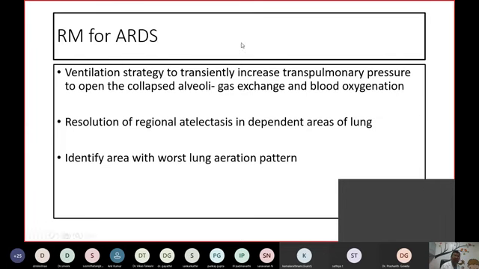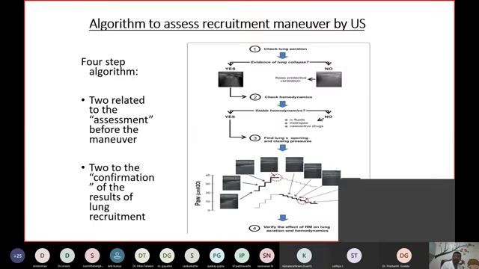For that, with ultrasound, you need to identify the areas of the worst lung aeration pattern. Whenever you have ARDS, you need to do a systematic ultrasound of all areas and find out the areas of the lungs where the aeration pattern is worst. What I mean is either a B-dash profile or a C profile. Now, there is a suggested algorithm to assess recruitment maneuver by ultrasound. There are 4 steps. We'll go one by one.